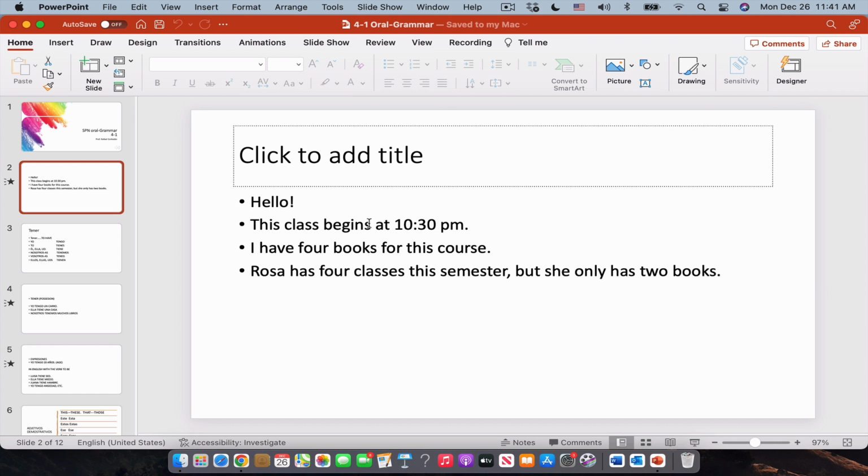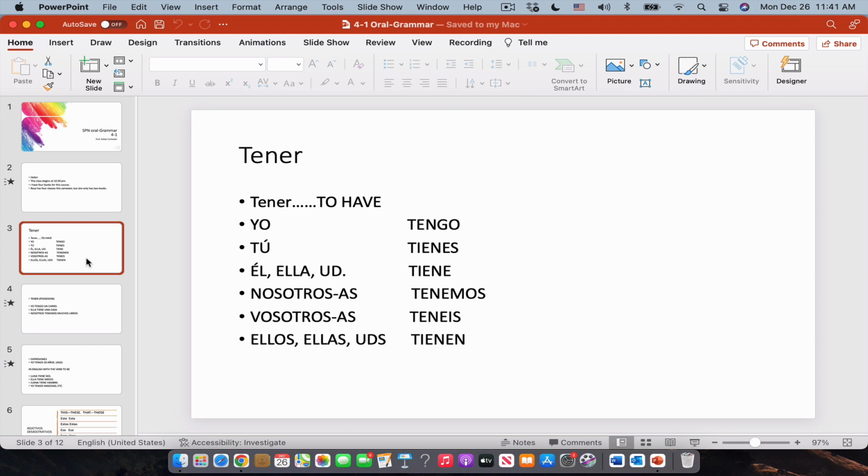Okay? So let's begin with the verb tener. The verb tener, as I said before, means to have, but to have meaning possession. When you want to say something like, I have a book, or I have a house, or I have even a brother, right? In those cases, we use the verb tener in Spanish. Tener is a very irregular verb.